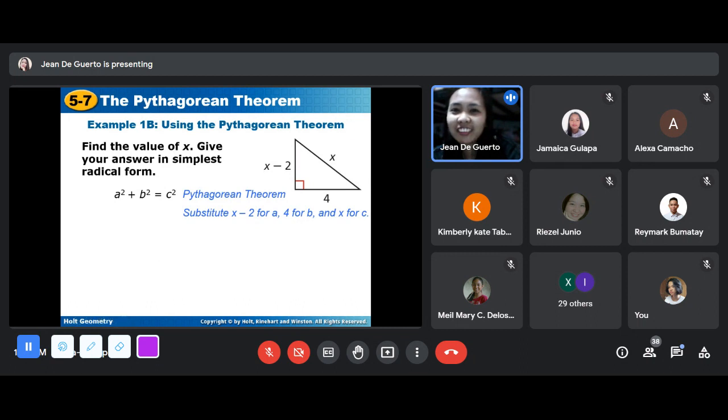Ano ba yan? Nagsusolve kayo ah. Bakit ay? Charge kasi.